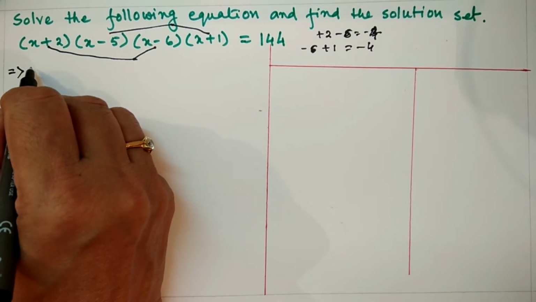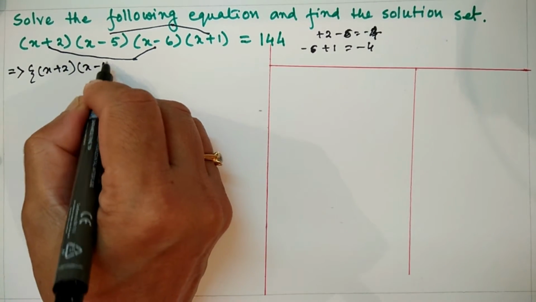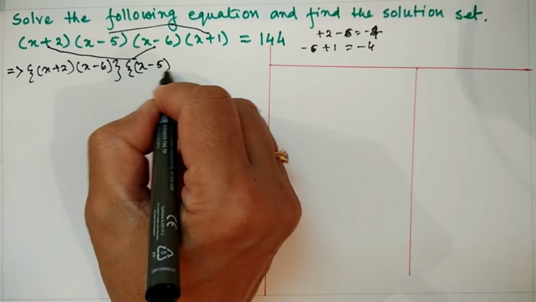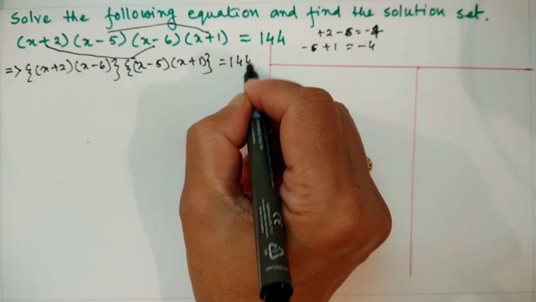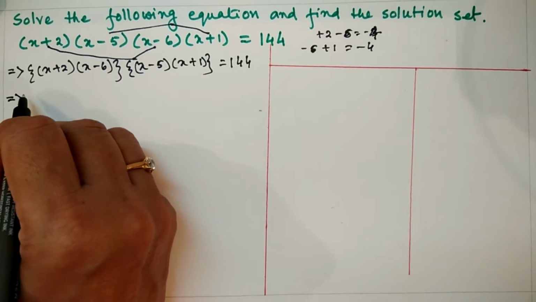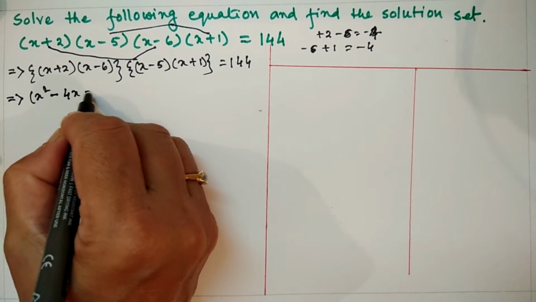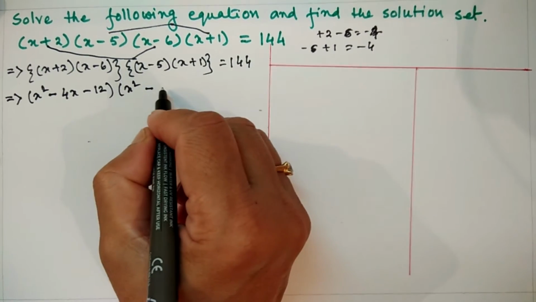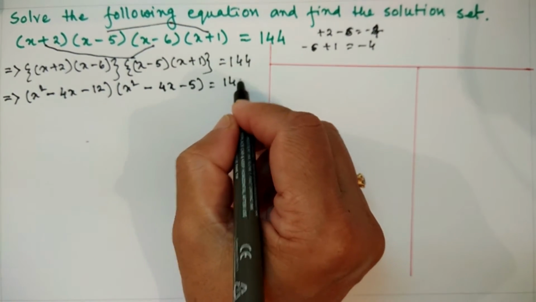So here, x plus 2 with x minus 6 and x minus 5 with x plus 1 is equal to 144. Minus 4, minus 4. So that is x square minus 4x minus 12, and here x square minus 4x minus 5 is equal to 144.